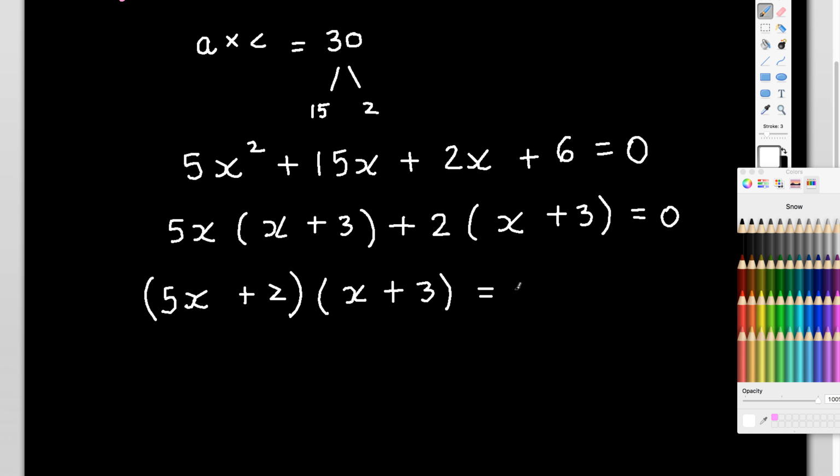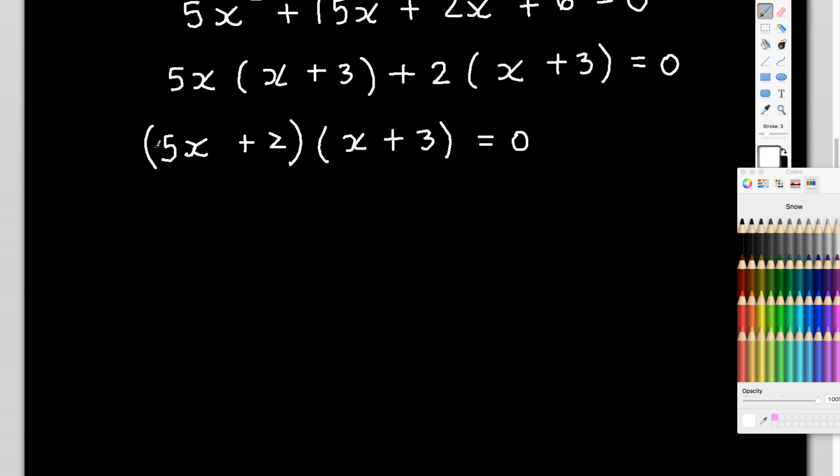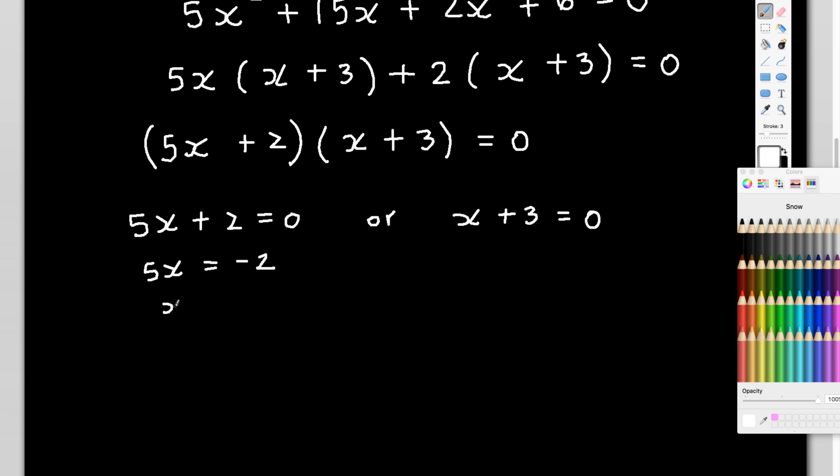That's equal to 0. So just like I have done previously, 5x plus 2 must equal 0, or x plus 3 must be equal to 0. So we will have to solve this one here. So 5x equals negative 2, x equals negative 2 on 5, or x equals negative 3.